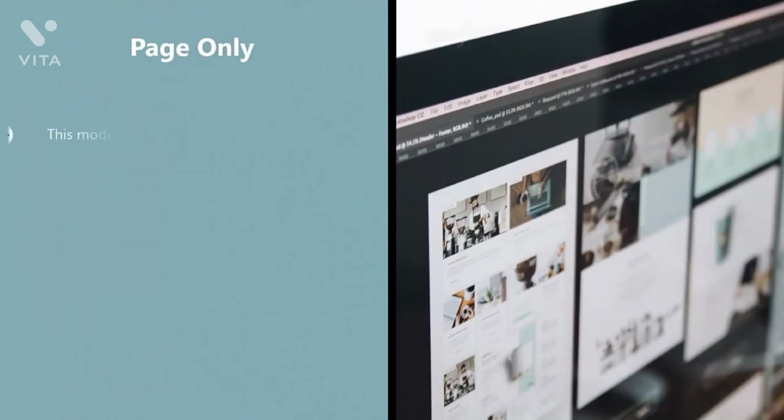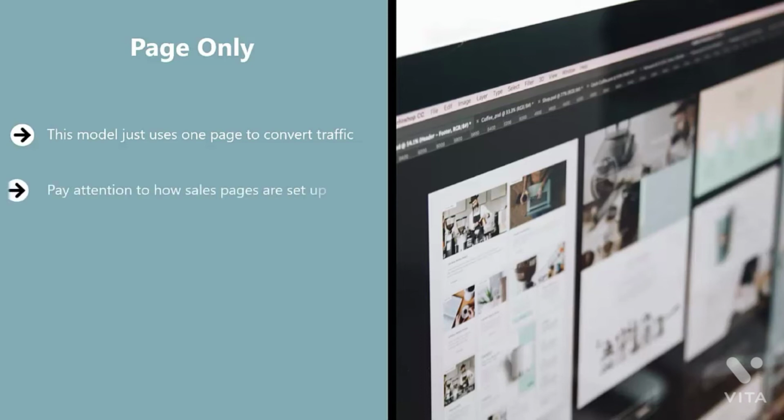Page only. This model just uses one page to convert traffic. It doesn't matter whether the traffic is free, organic, or paid. This conversion strategy just uses one page to convert the visitor. Pay attention to how sales pages are set up. They're quite clever. They start with an attention-grabbing header, and then they try to pull the reader down the page. They use all sorts of tricks to build credibility and stoke demand for the product that is being pushed. They use testimonials.